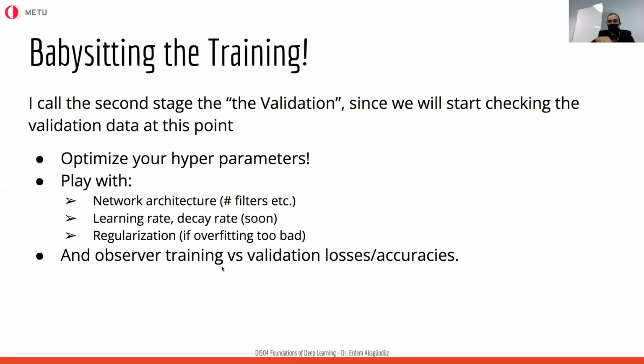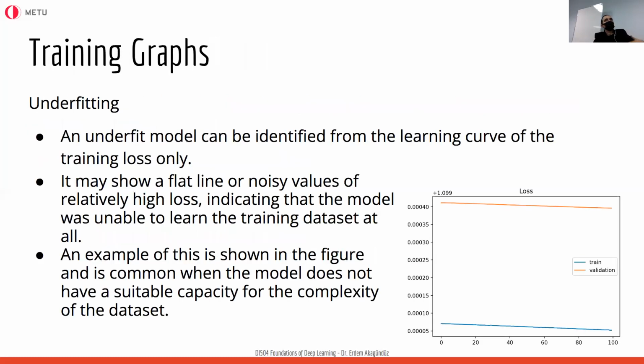So at the second phase, you observe the training versus validation losses with respect to the epochs. So at each epoch, you check it out. The training loss is decreasing, but the validation loss is not. You observe this. How you can do this is by checking the training graphs. Training graphs are the graphs where you have the iterations or the epochs at the x-axis and the loss or accuracy in the y-axis. And you have two separate graphs for the training and validation.